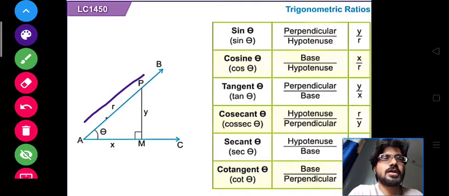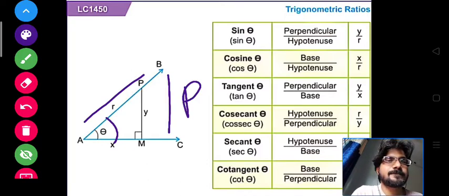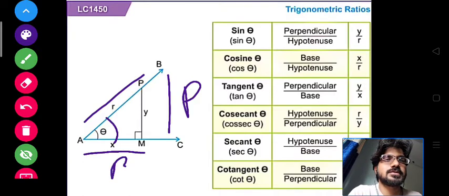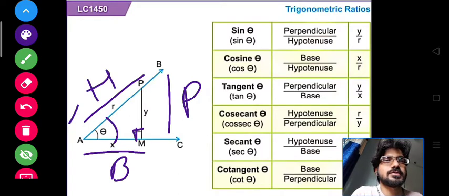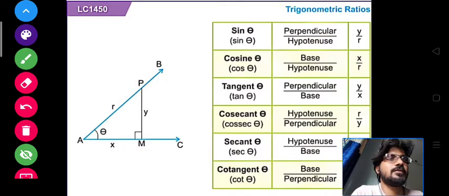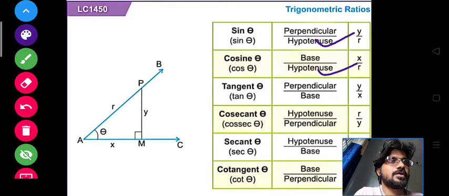The part opposite to the theta we call the perpendicular. The part attached to the theta is called the base, with the right angle here, and the slant part is called the hypotenuse, h. So we have p, b, h. When we convert this into ratios, we get sine, which is perpendicular upon hypotenuse; cosine, base upon hypotenuse; and tangent, perpendicular upon base.